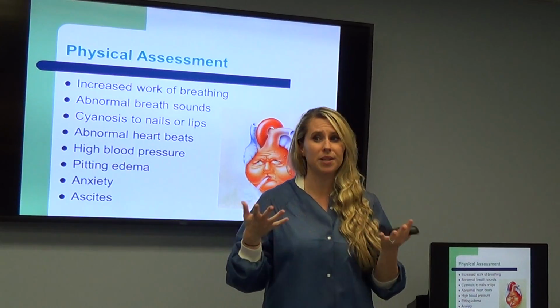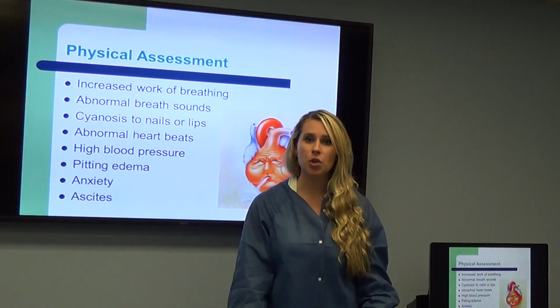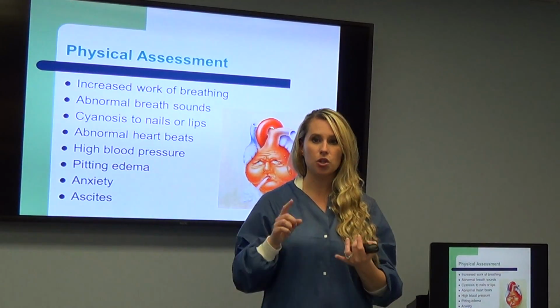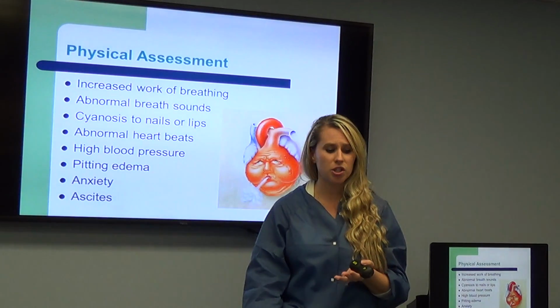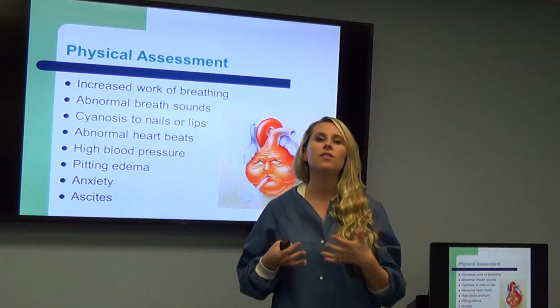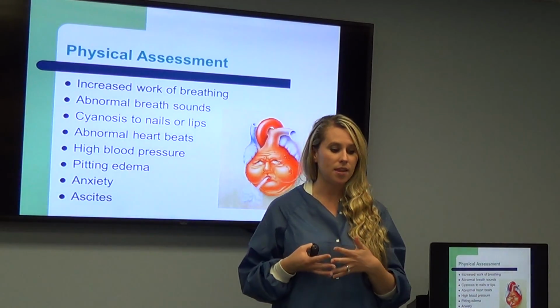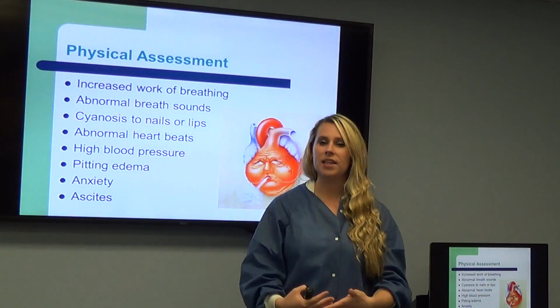High blood pressure, because that is a risk factor. Pitting edema, that's when you're going to look at the extremities. So there's trace, mild, moderate, severe, different levels of edema that you can assess by pressing into the skin. Anxiety, so the patient's going to feel very anxious. They're going to feel like they can't breathe. And then you may see ascites, where you're going to see swelling in the abdomen.